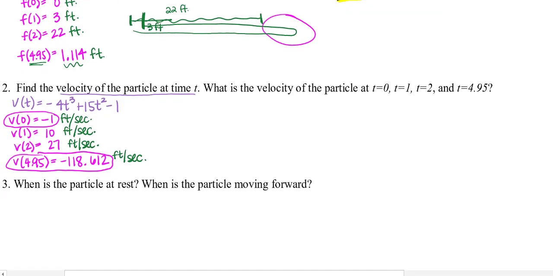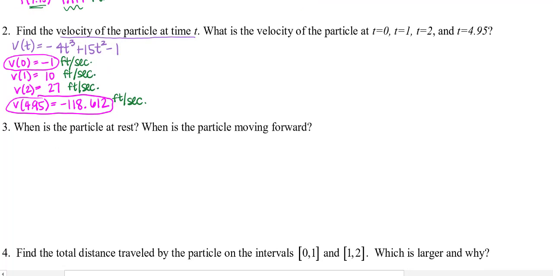Number 3, when is the particle at rest? So I need to take my velocity and I'm going to set that equal to 0. You are at rest when you are not moving. So that's when your velocity is 0. So we need to figure out an exact form how to solve this.